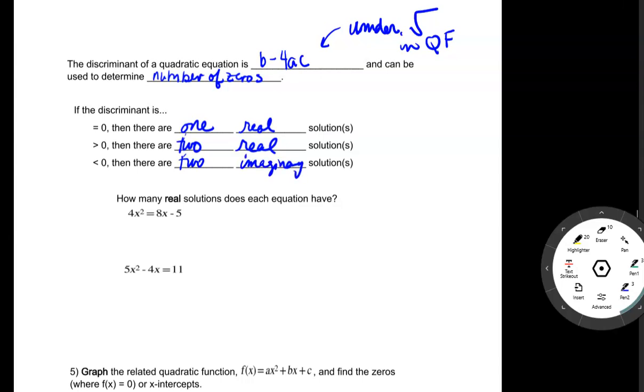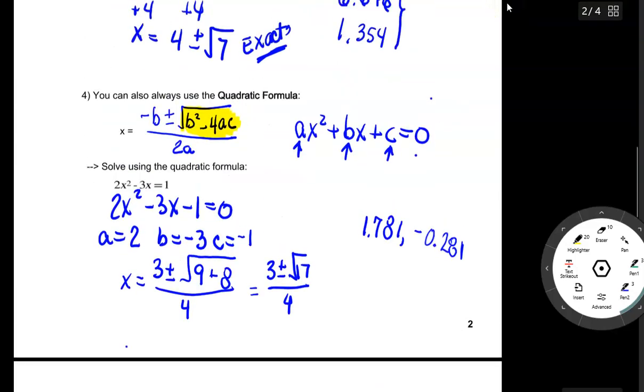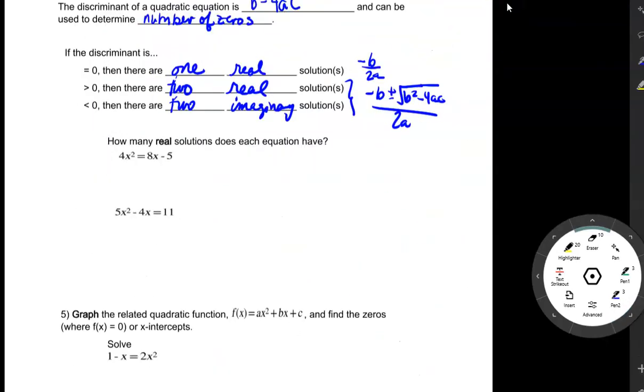So for one solution, we just end up with negative b over 2a. That's a single solution. The other two, we have negative b plus or minus the whole thing, b squared minus 4ac. And if the b squared, I left the squared off there, sorry. B squared minus 4ac. Let me make sure I didn't leave that off when I wrote the formula down. No, I didn't. Okay, let's go ahead and do a couple examples.